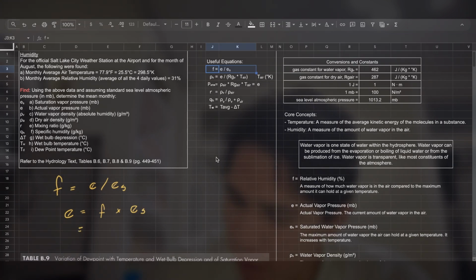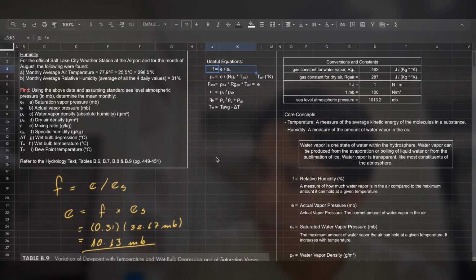We are given F, the relative humidity, which is 31%. So it will be 0.31 times 32.67 millibars that we solved in part A. And this should be 10.13 millibars. And that's the answer for part B, 10.13 millibars.